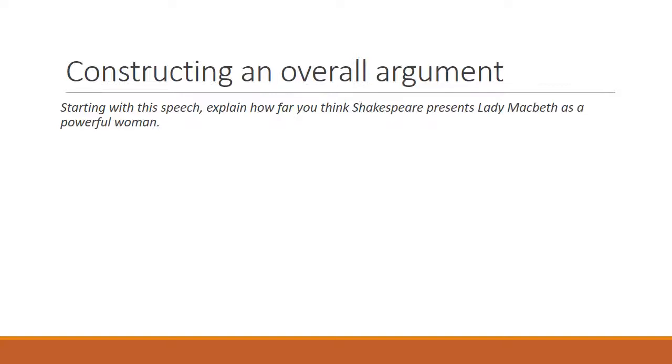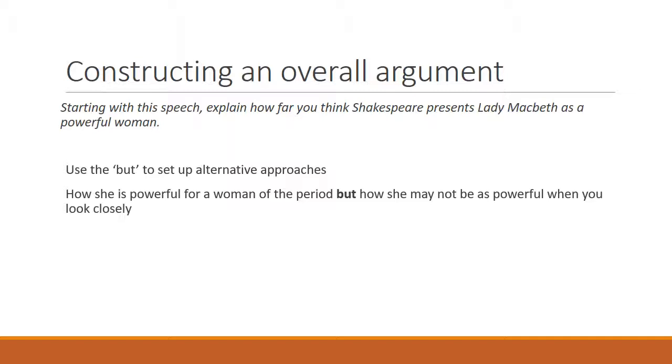This is starting with the principle that I have always said, that all literature exams should begin with an answer to the question, an overall answer that works as an argument. So in order to construct this argument that you can follow through, there are two things I'd say to look for. First of all, as we just said, use the but to set up those alternative approaches. In this case, yeah, Lady Macbeth is a powerful woman in this way, but is presented as a powerful woman in this way, but not in this way. And that will look like this, therefore.